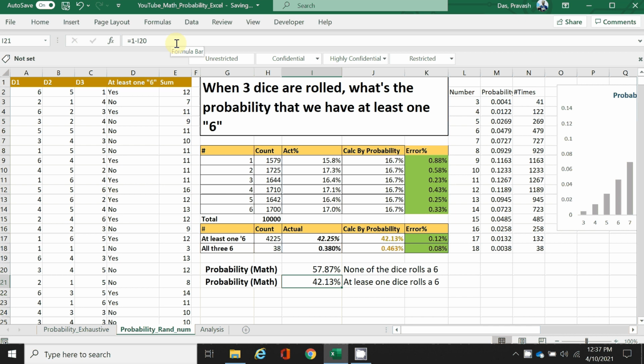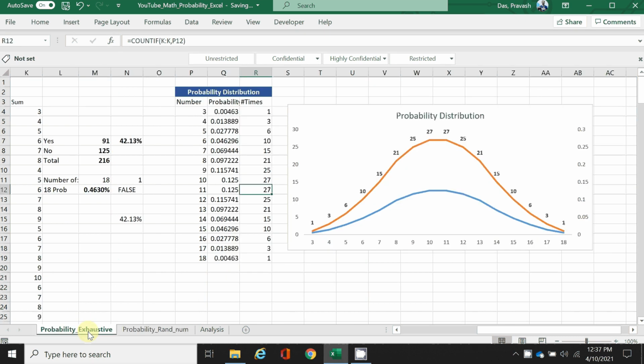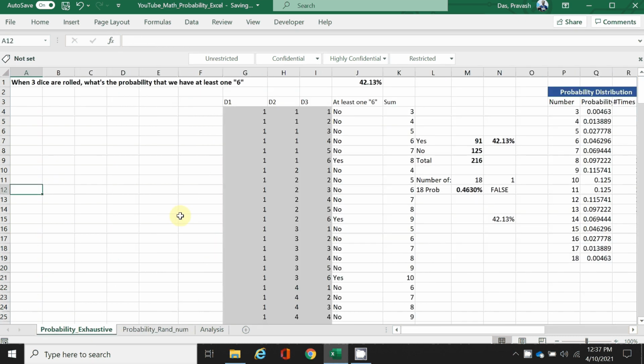Let's try to exhaustively see what are the options we have. Let's go to this tab. If you come here, we'll exhaust all the options for D1, D2, D3. So you may have 1, 1, 1. With this one, in D3 you'll have 1, 2, 3, 4, 5, 6. Similarly, when D2 is 2, you'll again have 1, 2, 3, 4, 5, 6, and so on. So you'll have 6 into 6 into 6, those many combinations, 216 combinations, right? So here we have 216 combinations.